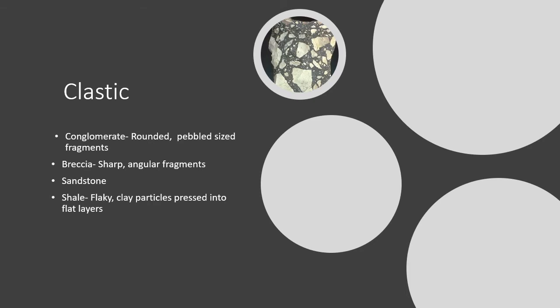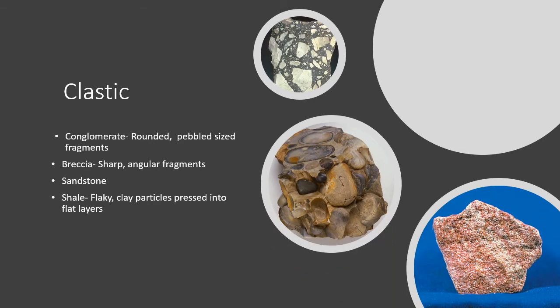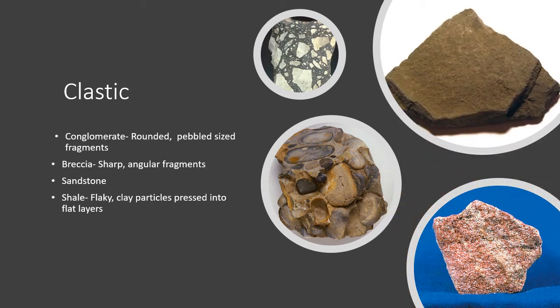All right, so again, clastic. Our clastic rocks are made up of other pieces of rock. So you can see each of these rocks are made up of other pieces of rock. Some of the rocks are much larger, like this one here. That's conglomerate. It's made of rounded pebble-sized fragments. It's the easiest to pick out because it looks like a rock that's a bunch of little rocks glued together.